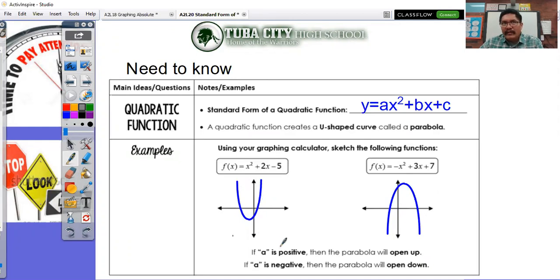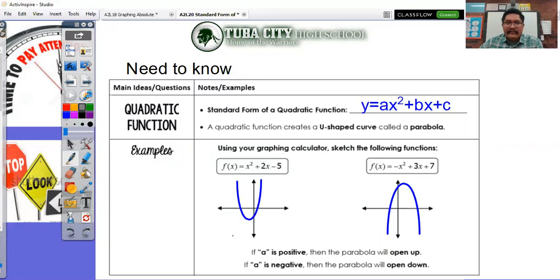And the thing they're trying to point out to you in this case is that if A is positive, your parabola will open up. So if it's positive, it's like a smile. If it's negative, it will open down like a frown.